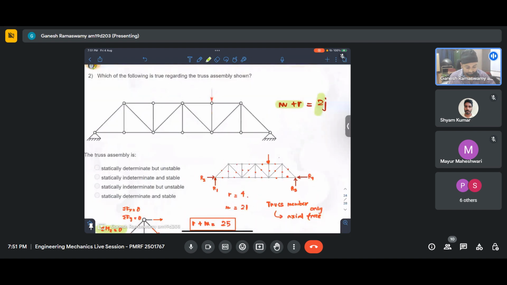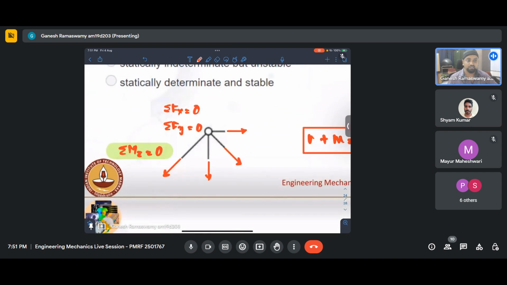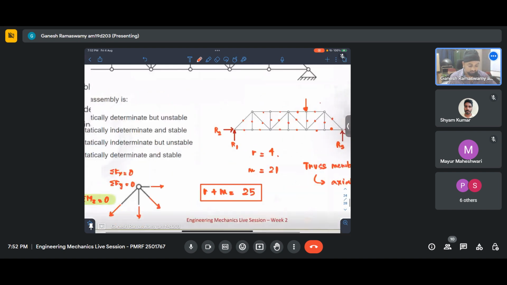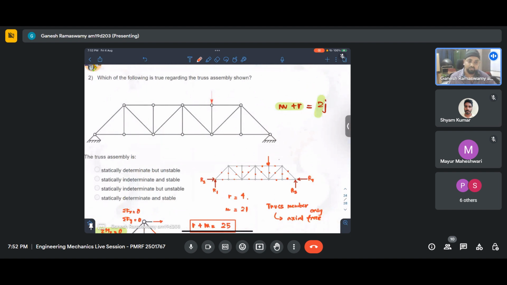In case of a 3D connection, the forces will be concurrent in 3D space. Still, sigma moment will not give you any benefit. Here we saw only sigma Mz trivially getting satisfied. In a space truss, a three-dimensional truss, sigma Mx, sigma My, sigma Mz will all be trivially satisfied. So there we will have only three equilibrium equations per joint: sigma Fx equal to 0, sigma Fy equal to 0, and sigma Fz equal to 0. So in the case of 3D, how many equilibrium equations will we have per joint? If there are j joints, there will be three equilibrium equations per joint in case of a 3D truss. In case of a planar truss, we will have only two.